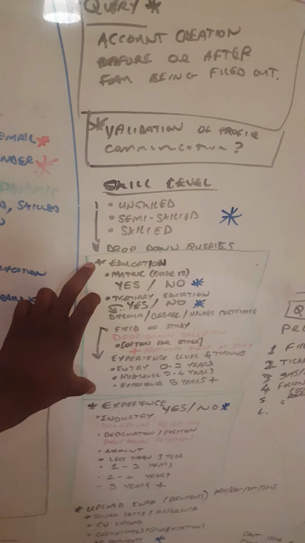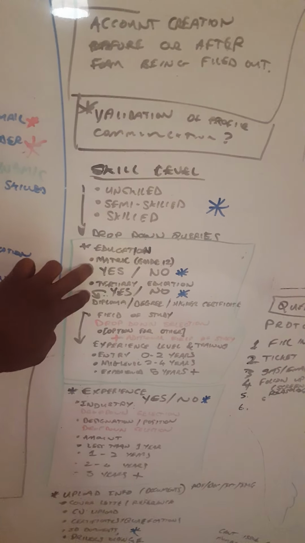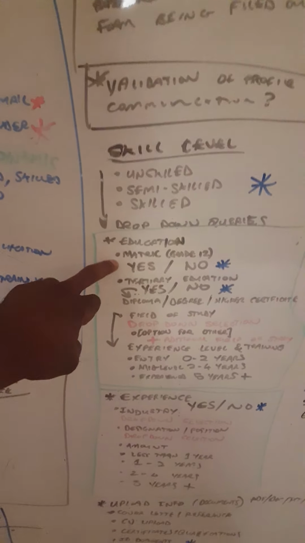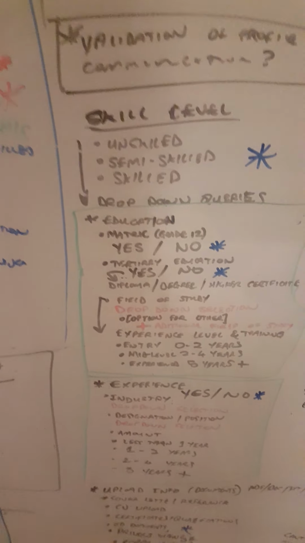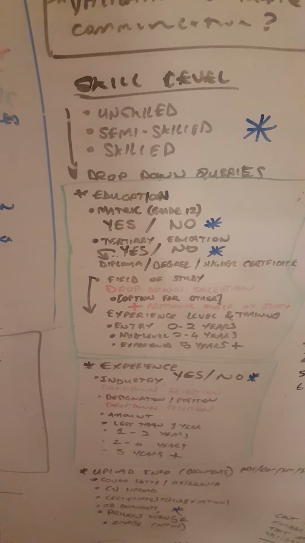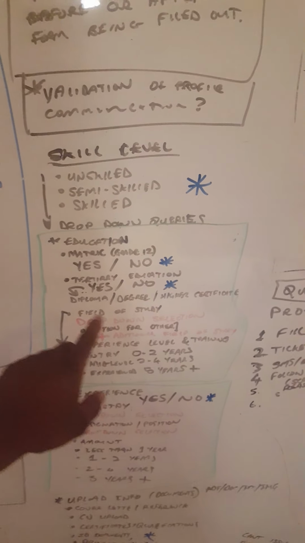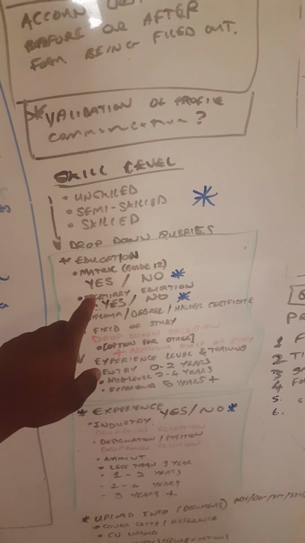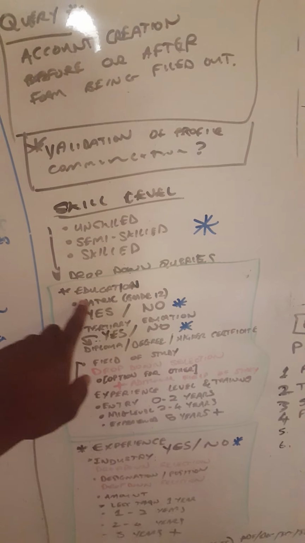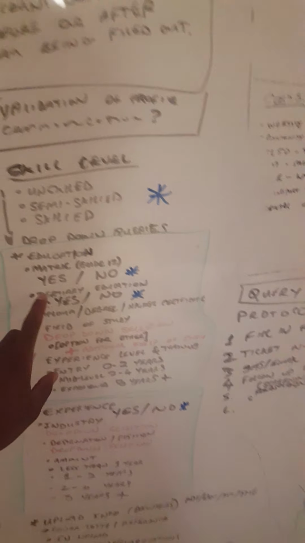But once you've selected one of these, a drop-down opens up, and now it queries your education. And in your education, I'm going to ask 2 questions. 1, do you have a matric, which is your 12th grade? And 2, do you have any tertiary education? So it's a yes or no question. So this one doesn't really link much to here, but this one does.